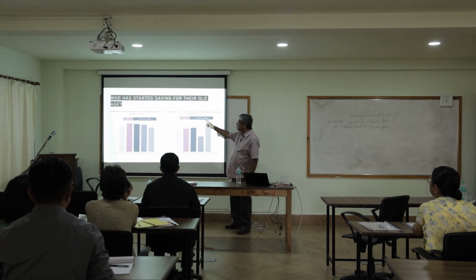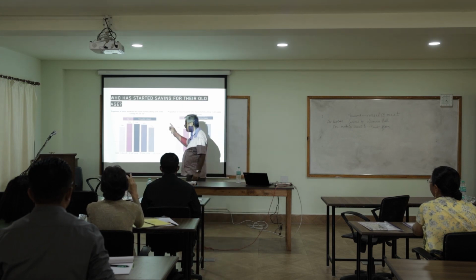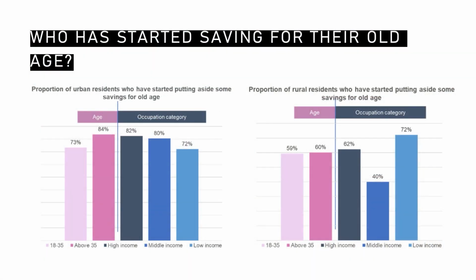The proportion of urban residents who have started putting aside some money is 73% as far as the 18 to 35 age group is concerned. Obviously, the older age group will be a little bit more active in retirement planning, so 84% of those people are planning for retirement. But these are the people who have at least started putting some money into a retirement fund.